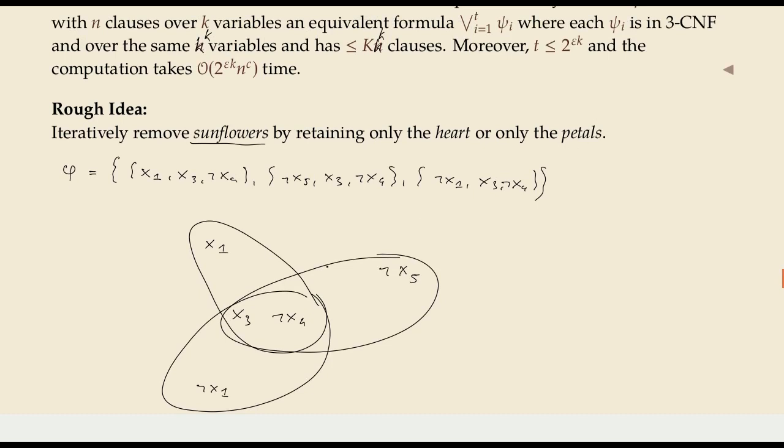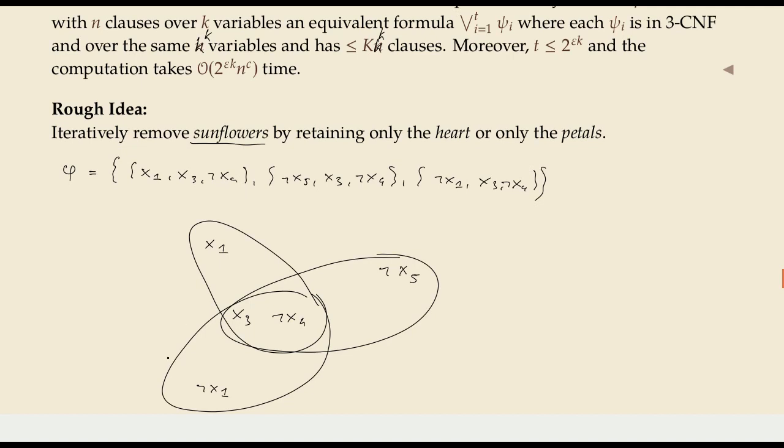The petals are just here, the outside parts, and the heart is the part they have in common. Now to satisfy the original formula, you either have to pick one of these variables or literals and set them to true, and then all are fulfilled, or you have to satisfy all petals. Therefore, they take this formula and branch into the two cases: either satisfy the heart, or satisfy all of the three outsides. But you have to do that in a careful order.